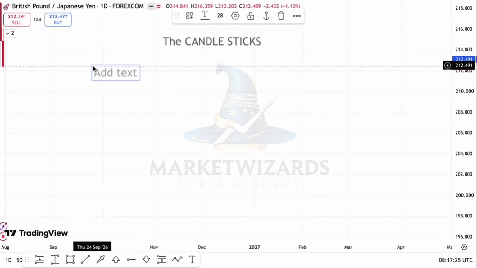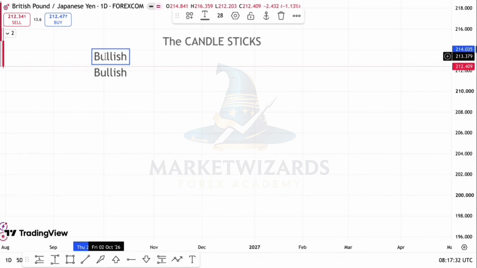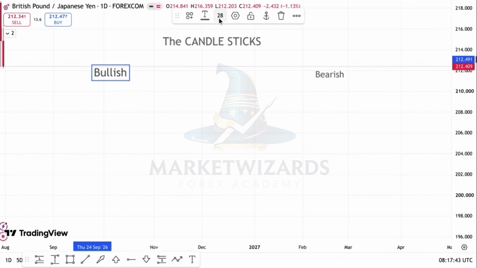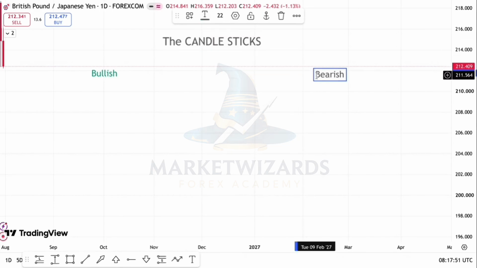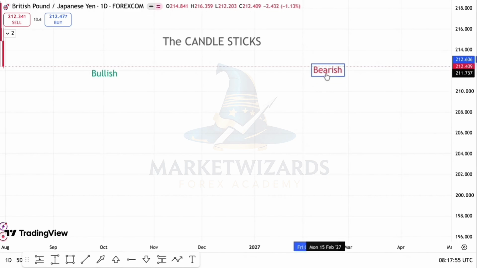Remember we said we have the bull candlestick or the bullish candlestick, and we have the bearish candlestick. The bearish candlestick, the bullish and the bearish. All right, so let me make this one green to represent what I'm going to be talking about, and I'm going to make this one red.